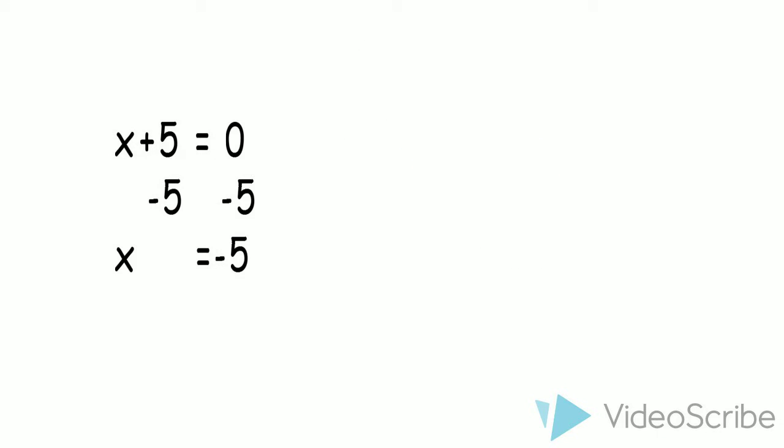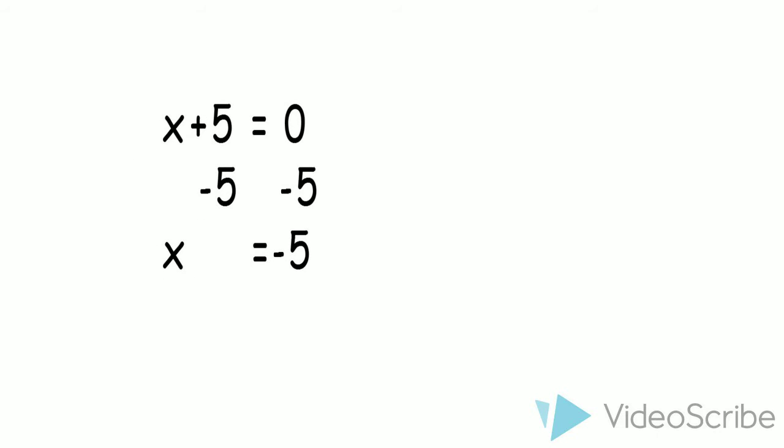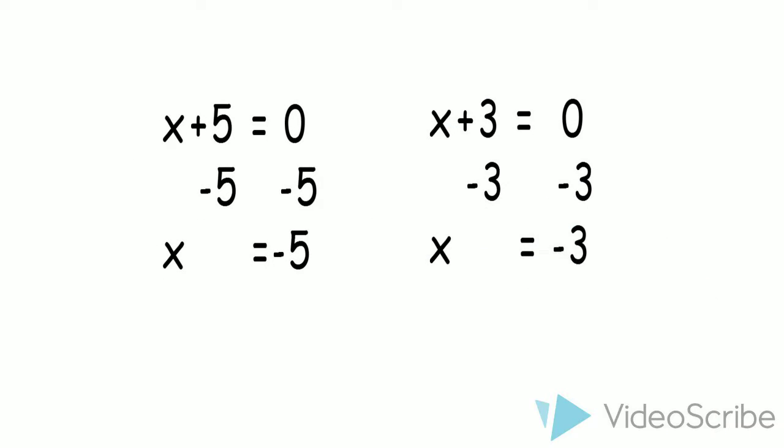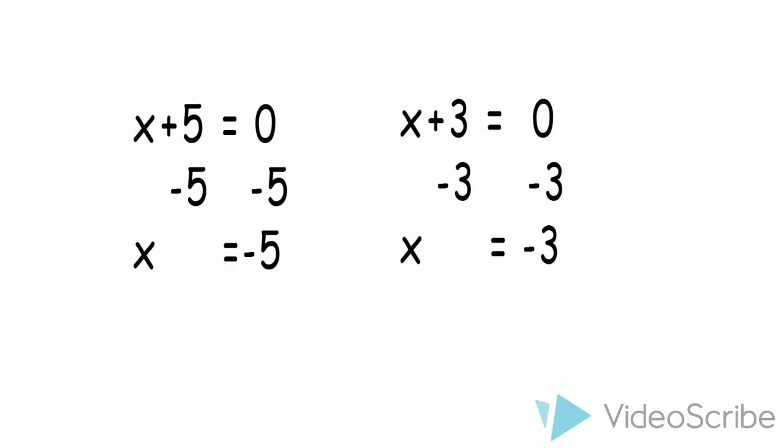First, set x plus 5 equal to 0 and solve. Then, set x plus 3 equal to 0 and solve. Your answers should be x equals negative 5 and x equals negative 3.